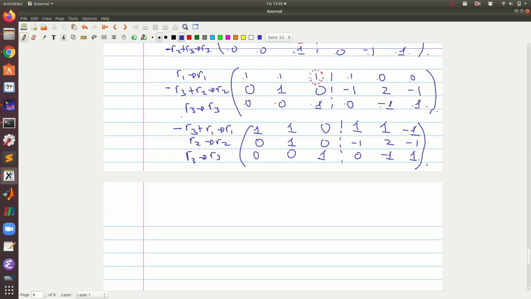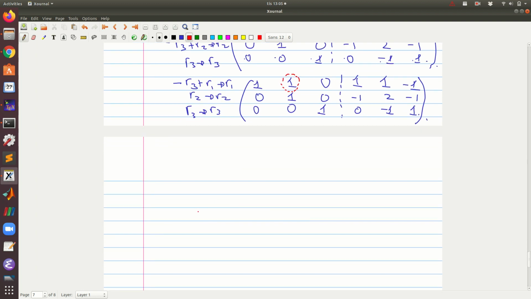Okay, so next we have to make this a 0. So finally, row 3 remains in row 3, and row 2 goes to row 2, and then here we say minus row 2 plus row 1, we put the result in row 1.